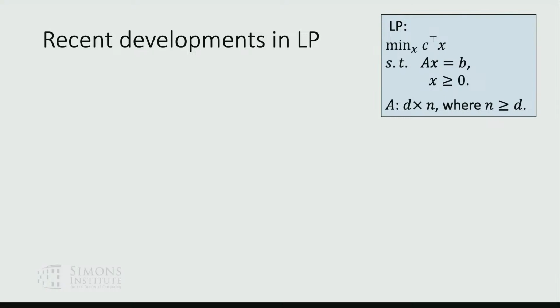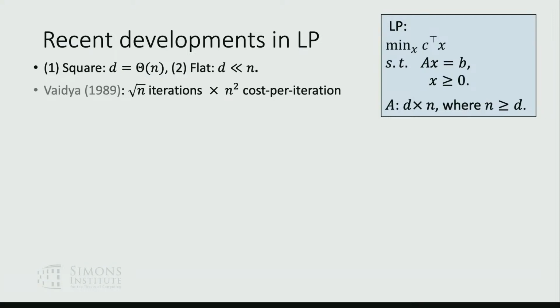So for LP, the general formulation that I talked about, conic programming, would become this formulation here, where the constraint is just that the x are all non-negative. And then we have some constraint matrix here, A, which has size d by n. There are usually two cases that we consider for LP. The first one is the square case, where you have about the same number of constraints as the number of variables. And the second one is the flat case, where the number of constraints is much smaller than the number of variables.